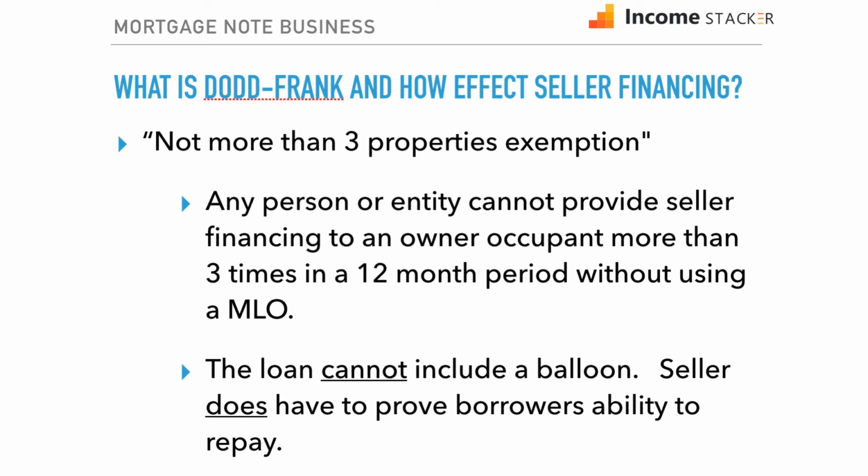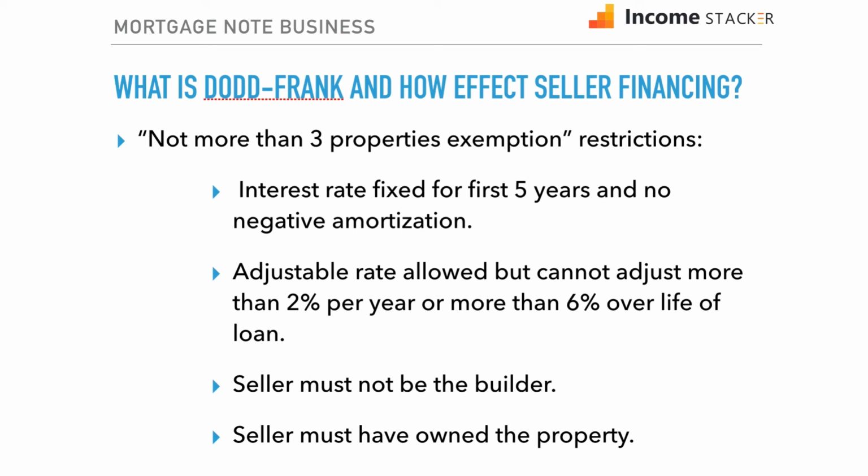And some of the rules are the loan cannot include a balloon, versus, as I showed before, it could include a balloon. The seller does have to prove the borrower's ability to repay, right? So they have to make sure they have income, which is obviously smart to do anyways. You have to prove the person's ability to repay the loan. Also, the restrictions that I mentioned before are also in play here. So they're the exact same things.